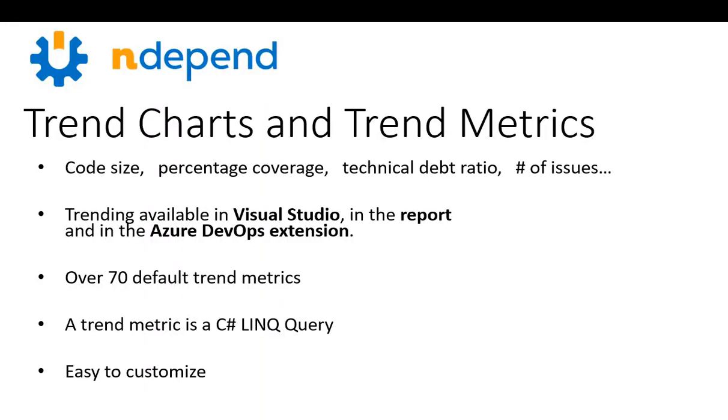In this video, we've seen that NDepend proposes by default several trend charts and over 70 default trend metrics. Trend charts are available in Visual Studio, in the report, and in the Azure DevOps extension. Trend charts and trend metrics can be customized easily to keep track of anything that matters to you.